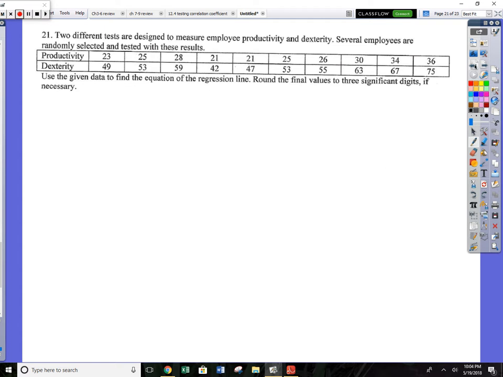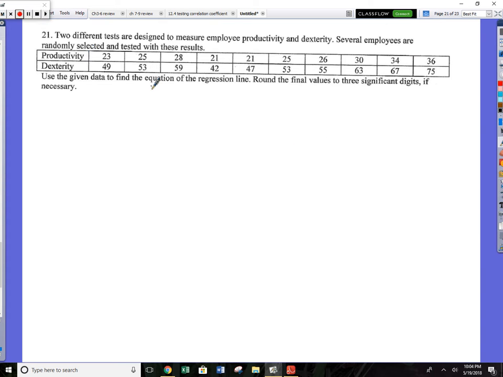Okay, let's try 21. Now, 21 we're going to do our own. Two different tests are designed to measure employee productivity and dexterity. Several employees are randomly selected and tested, and here are their results. Use the data to find an equation of the regression line. Round the values to 3 significant digits.